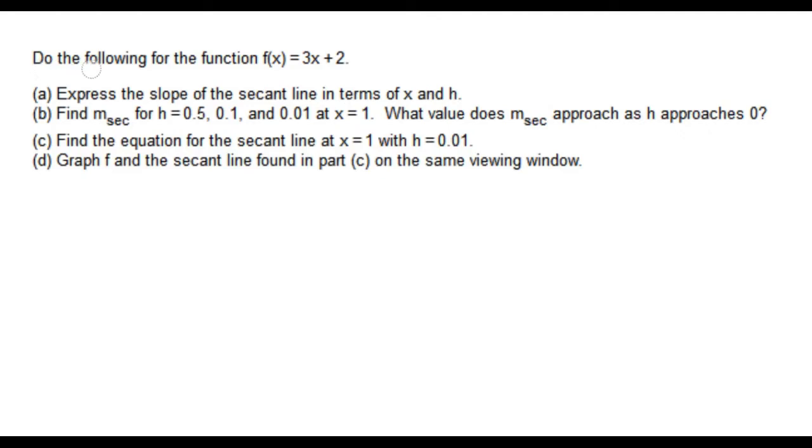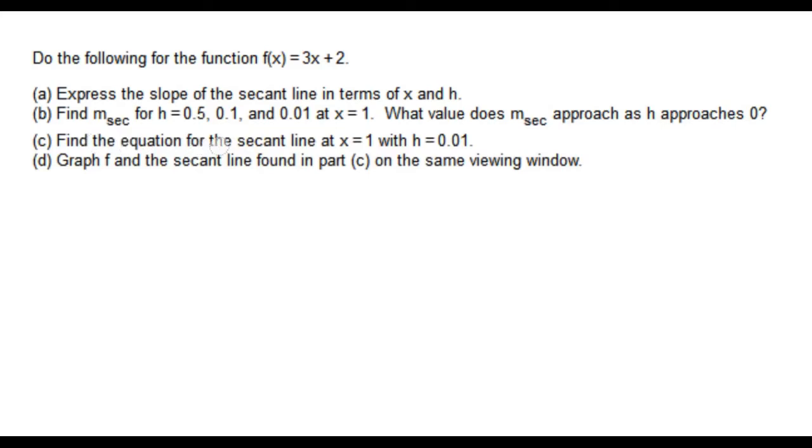In this question, we want to do the following for the function f of x equals 3x plus 2. In part A, we express the slope of the secant line in terms of x and h. In part B, find the slope of the secant line for h equals 0.5, 0.1, 0.01 at x equals 1. What value does the slope of the secant line approach as h approaches 0?